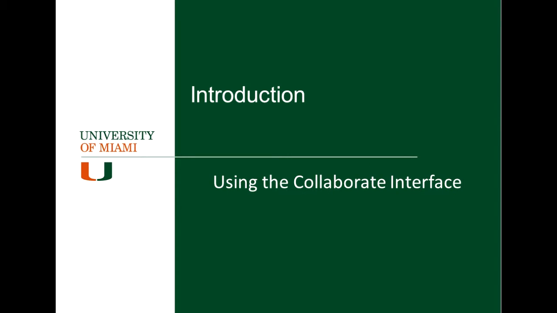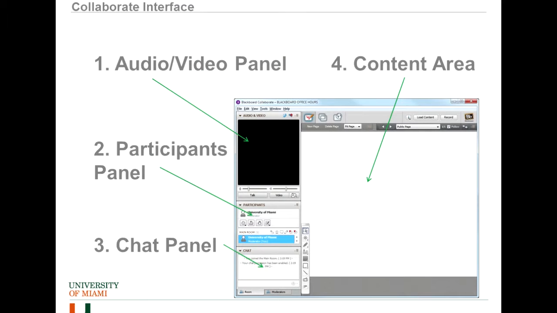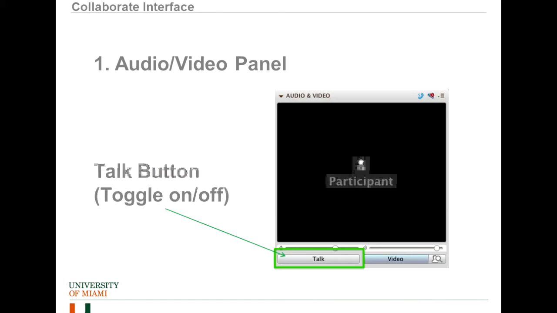Just a quick introduction on using the Collaborate interface. We have the audio and video panel, the participants panel, and the chat panel. Then we have the content area. In the audio and video panel, you have the talk and video toggle buttons. Then you have sliders for microphone and audio levels, as well as a preview button for video if you'd like.